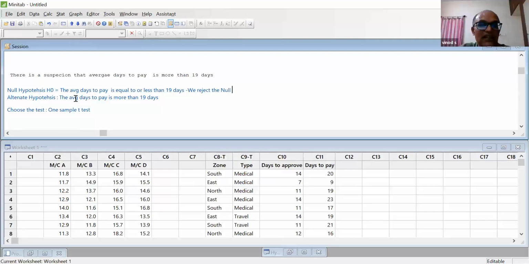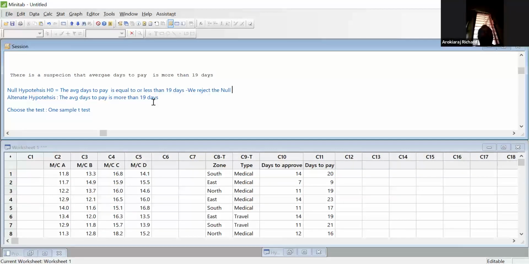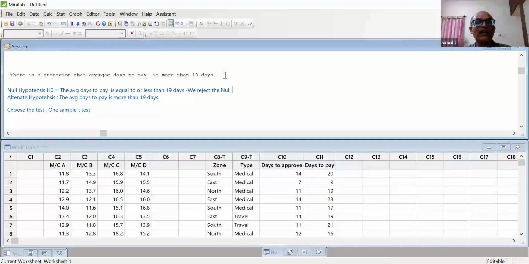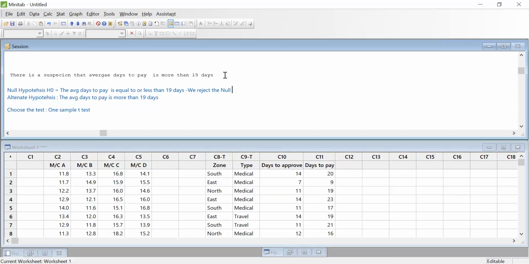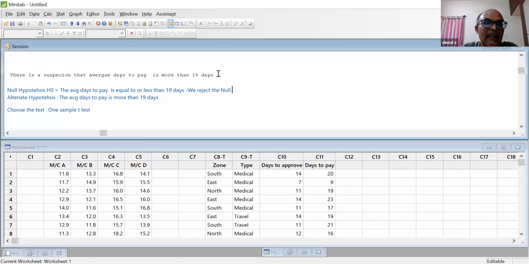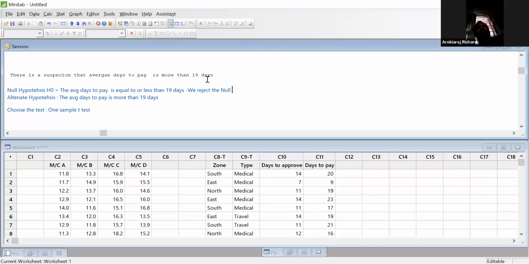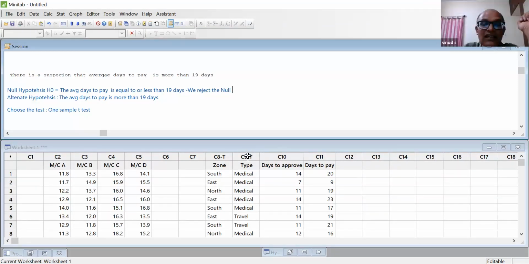The other conclusion is that it takes more than 90 days. We reject the null, so somebody's claim is correct. It takes more than 90 days. So that is the conclusion. Whatever these people were thinking, whether it is taking more than 90 days, that suspicion is now confirmed. Yes, it takes more than 90 days. In the previous case, there was a suspicion that it is taking more than 90 days for approval. That was not correct. But this suspicion has become okay.